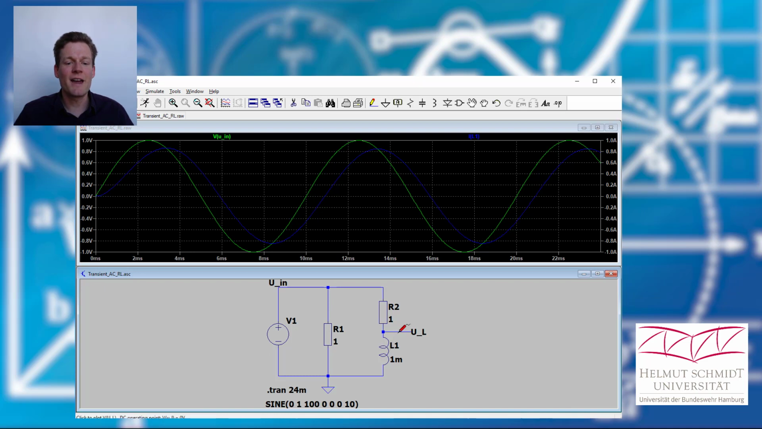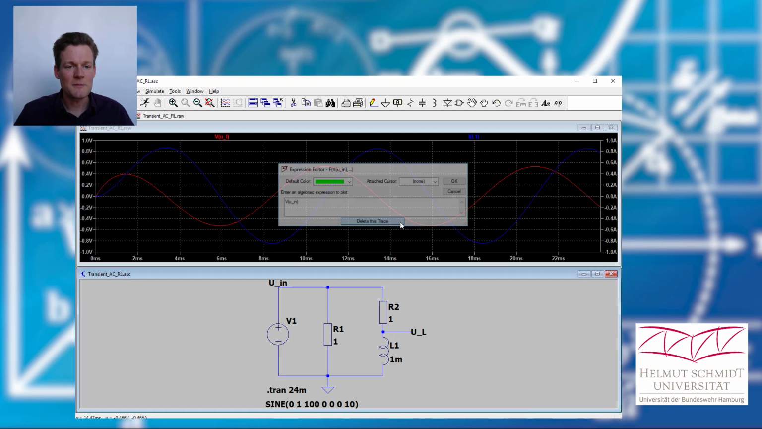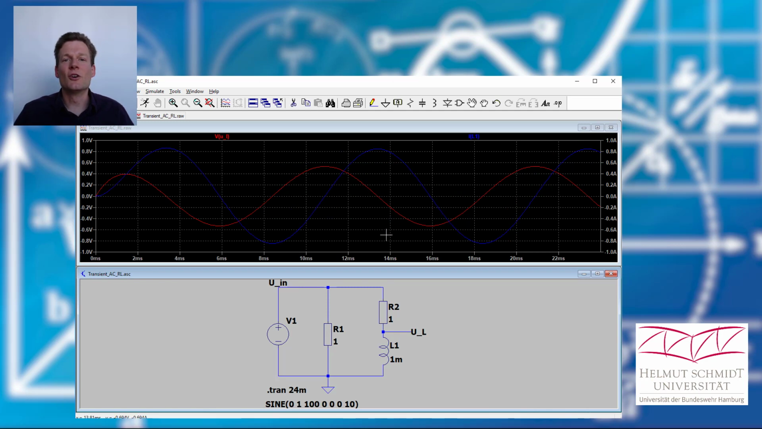And now I add the graph for the voltage drop at the inductor. Okay, and again it looks quite sinusoidal. I will remove the input voltage, and now we see in red the voltage drop at our inductor, and in blue the current which flows through it.